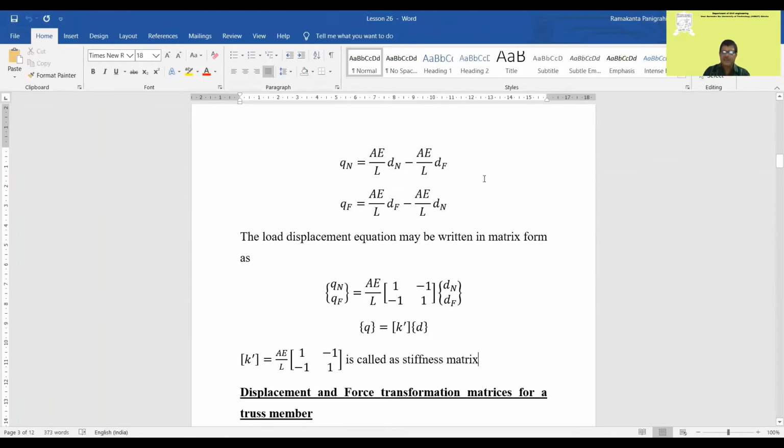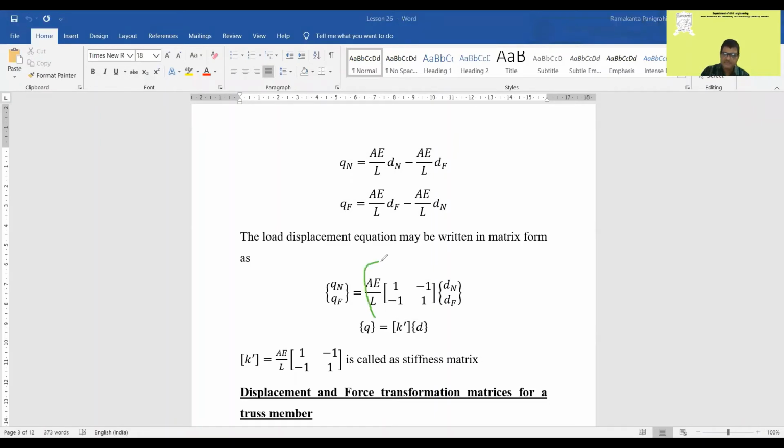Clear? Now if you write in matrix format the load displacement relation, the member stiffness for this cross member is equal to AE by L times [1 -1; -1 1]. Just see here, dn and df. So 1, -1, and dn is -1, 1. You write dn this side, df this side. So -1, 1. This is basically called the stiffness matrix.